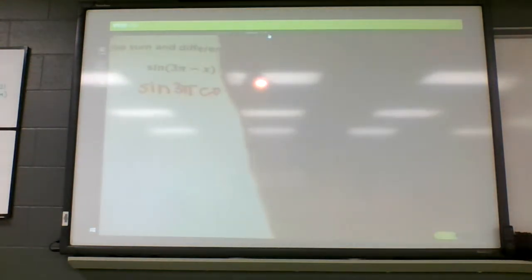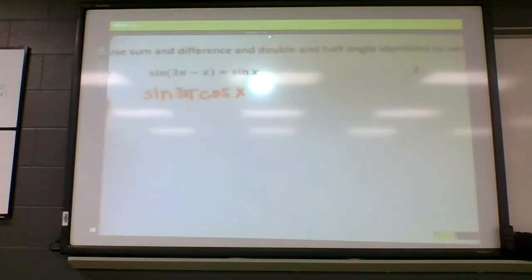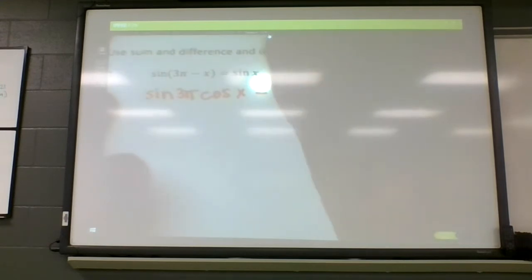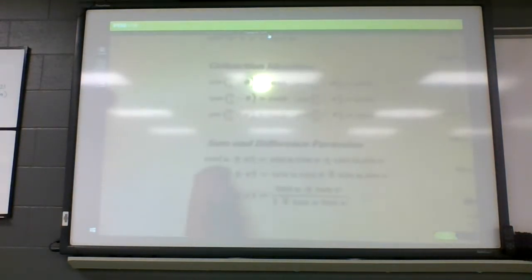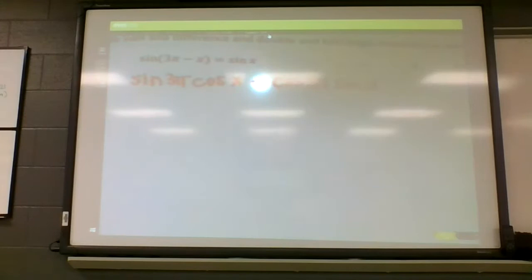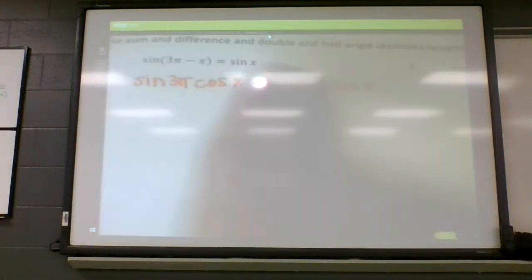cosine of x, and then because I have a minus, I'm going to also use a minus, right? And then cosine of 3 pi, and then sine of x. And that comes literally straight from the orange sheet, this sum and difference identity, and I just used 3 pi and x, right? Is everybody okay with that? Okay. All right. So from here, we have to show that this is equal to the sine of x.